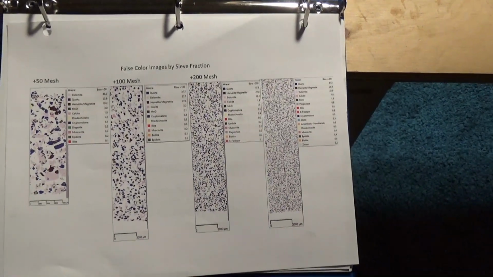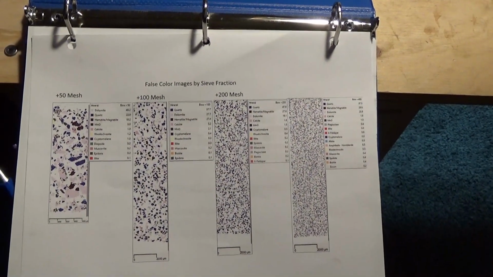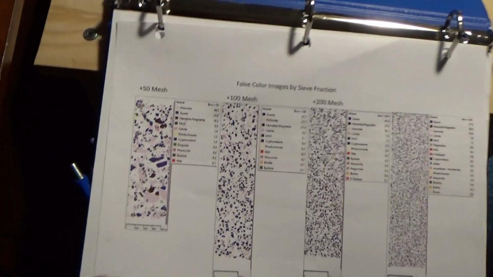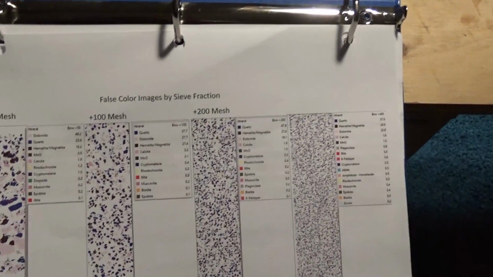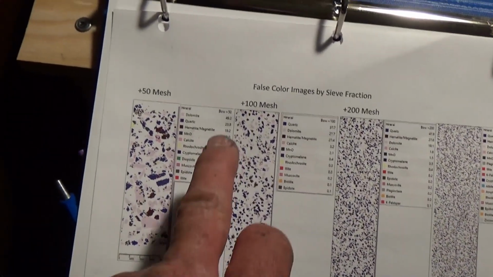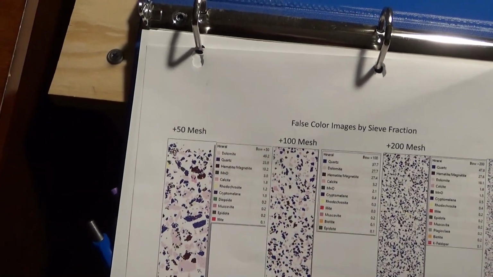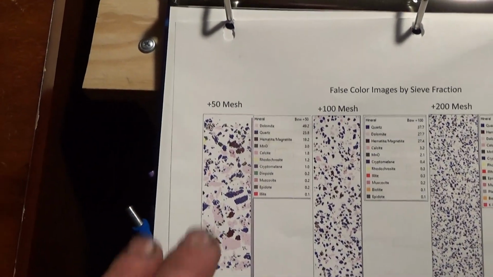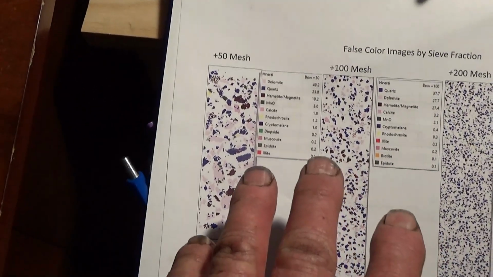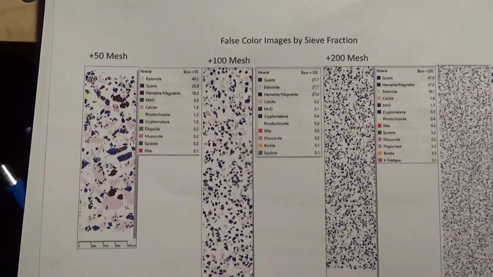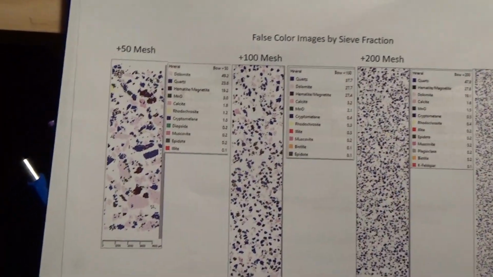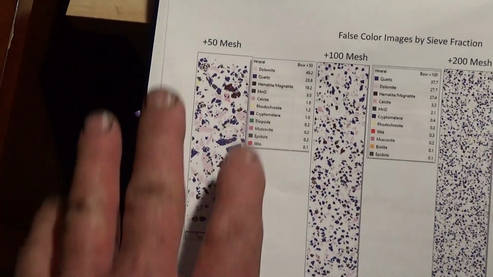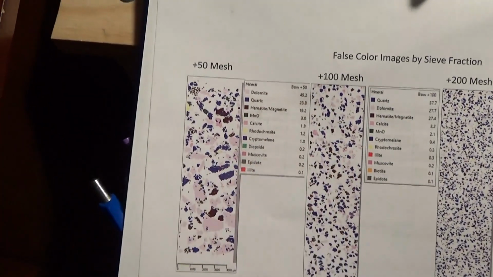First I'll start by showing you some of the results we got from the electron microscope analysis. Now these are different sieve sizes. This is your mineral key here, which of course you can't see, I'm pretty sure. What this tells you is, among other things, it allows them to do a statistical analysis of what percentage of which minerals are in this sieve fraction, how much percent is what.